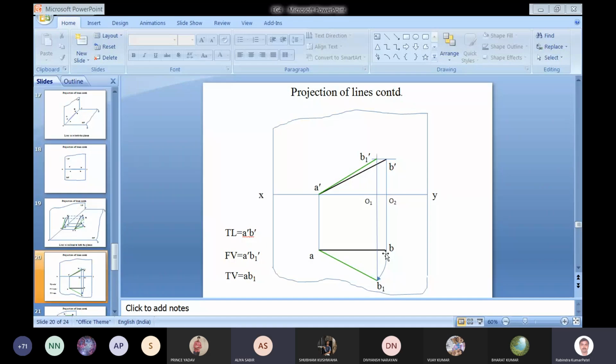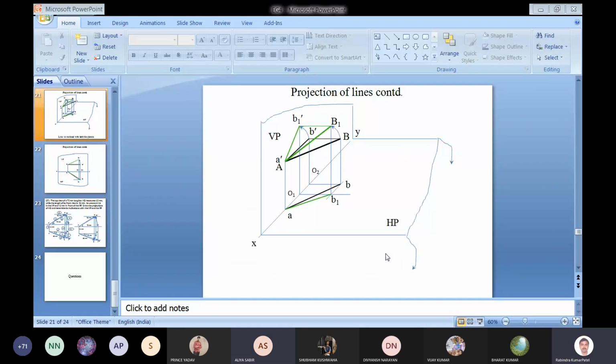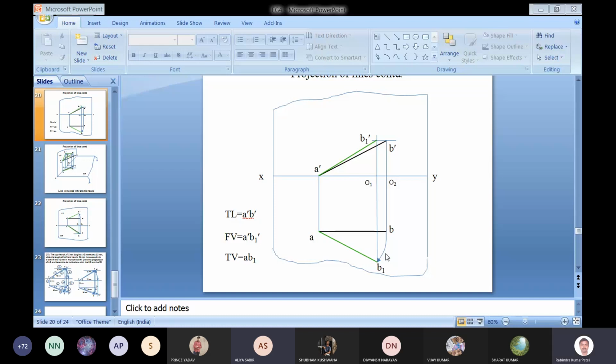So the line AB is the same as the line AB1, just that it is rotated by some angle. Yes, this is the same. All right, thank you.